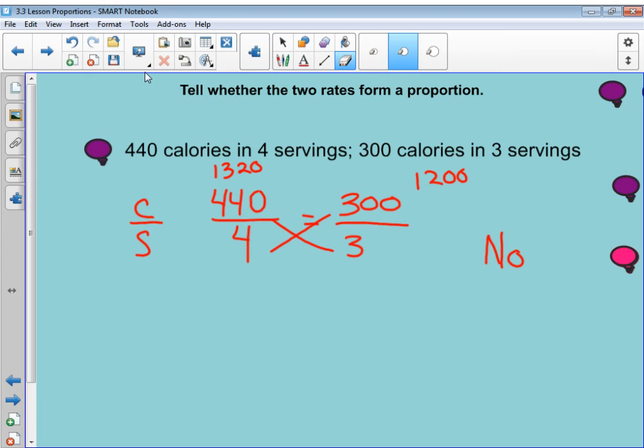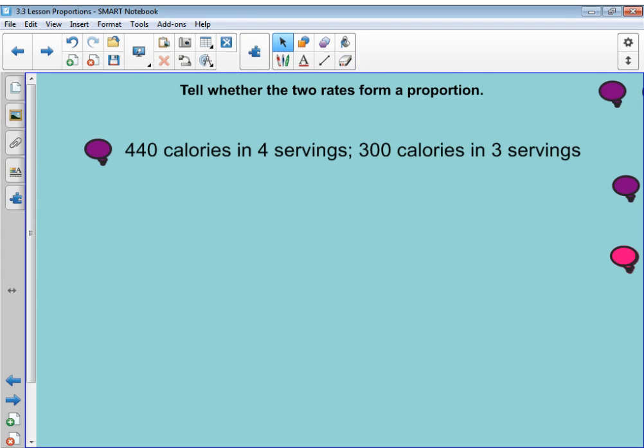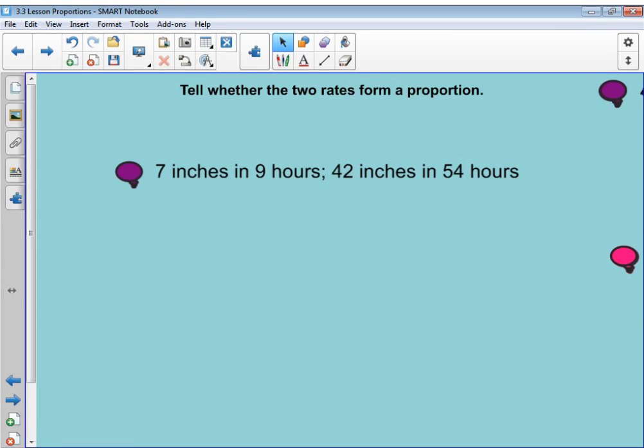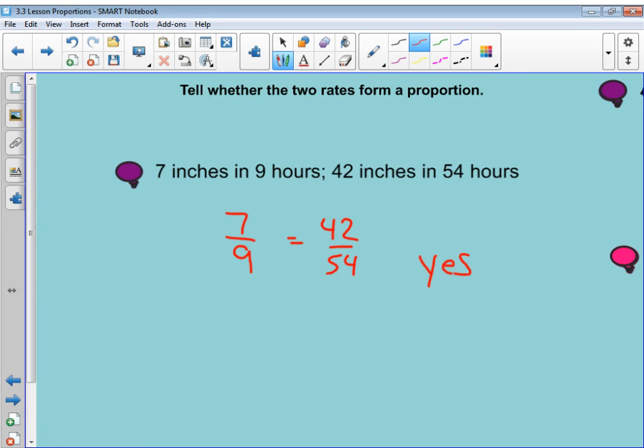Okay, so I'm going to put one out here for you guys to try. 7 inches in 9 hours and 42 inches in 54 hours. So I want you to go ahead and work your way through this one. You need to set it up as proportions, first of all, so those fractions, and then check to see if they're proportional. You should have ended up with a yes on this.